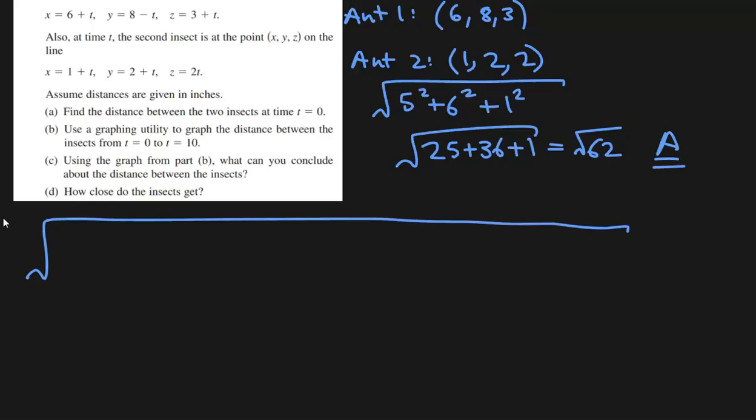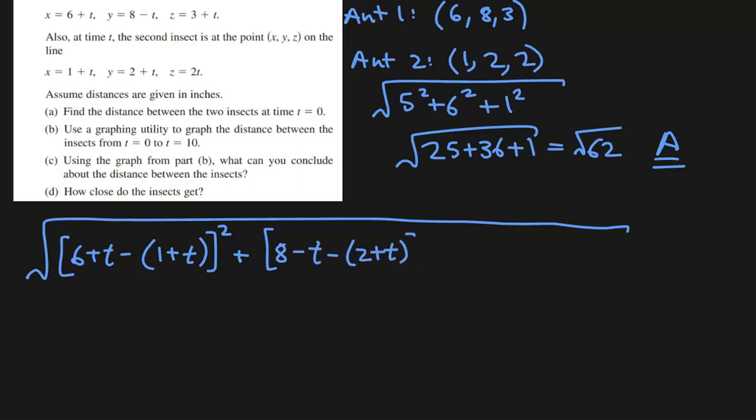So this is the square root. We have 6 plus t minus 1 plus t. That's going to be the difference in the x coordinates. And then in the y coordinates, it's going to be 8 minus t minus 2 plus t. And then in the z coordinates, it's going to be 3 plus t minus 2t.